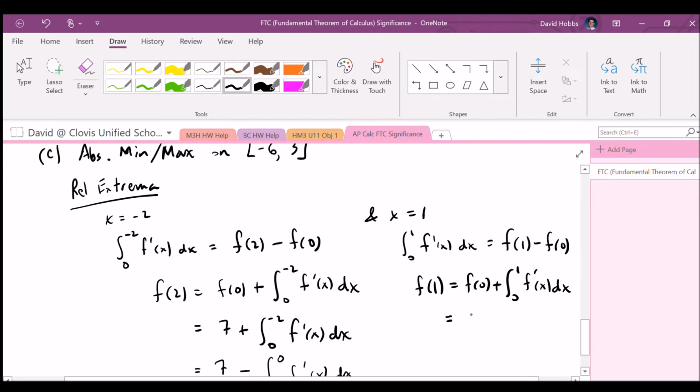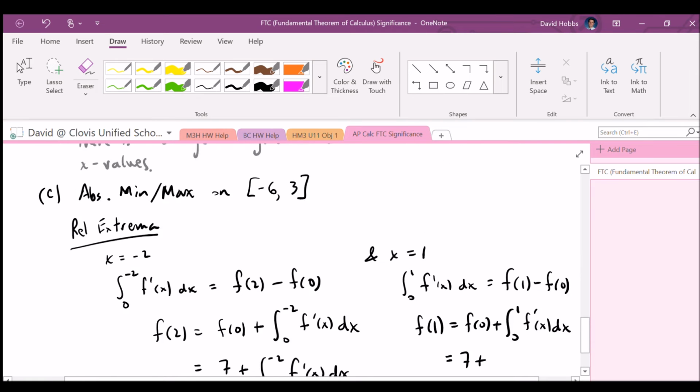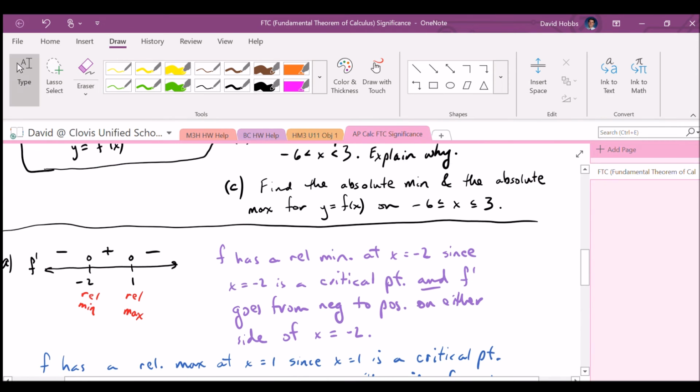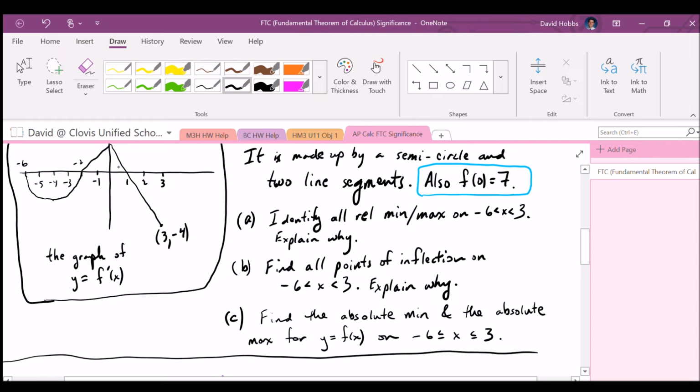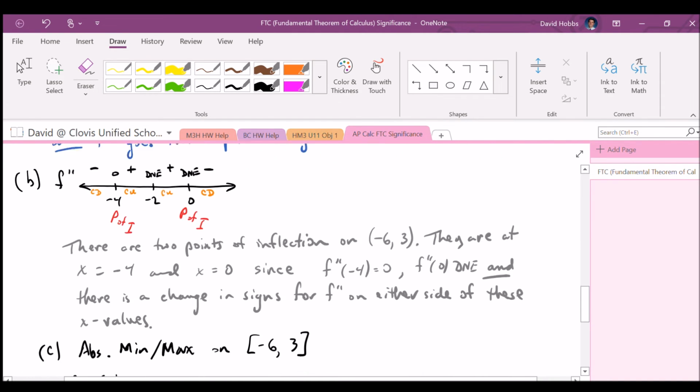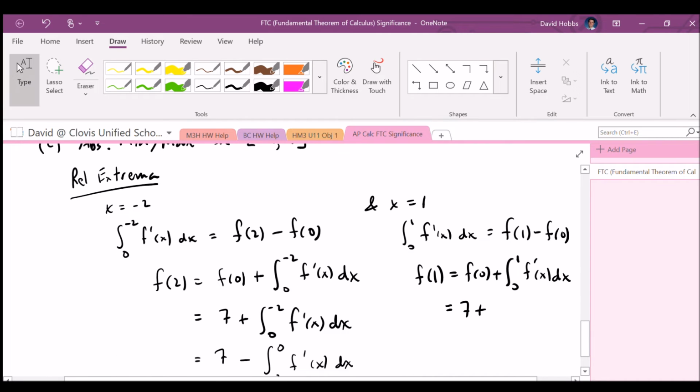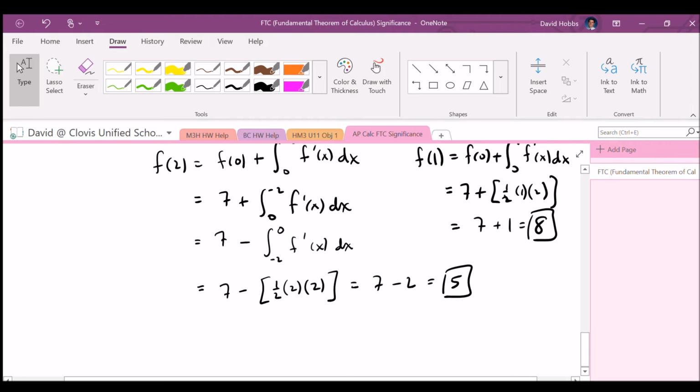And so that's equal to 7 plus, okay, what's happening with the graph up here? From 0 to 1, it's another triangle. My base is 1, my height is 2. So 1/2 times base of 1, height of 2. So it's 7 plus 1, which is 8. Okay, so f of 1 is 8.